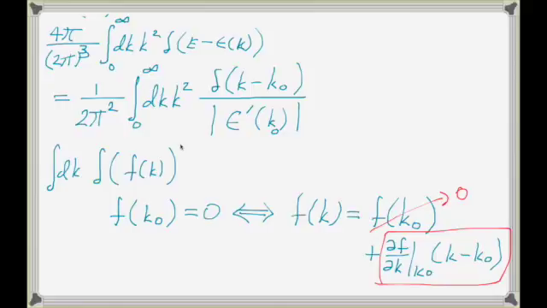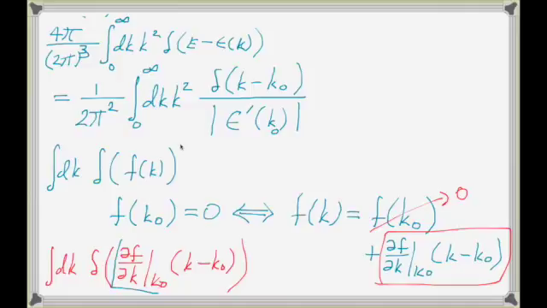And so then I just replace the argument with that, and I have the integral dk delta of df/dk evaluated at k0 times (k minus k0). But this thing here is just a number, right? This is no longer a function. That's just a number. It's just a derivative evaluated at a certain k.